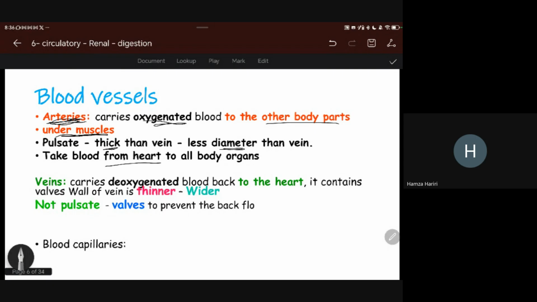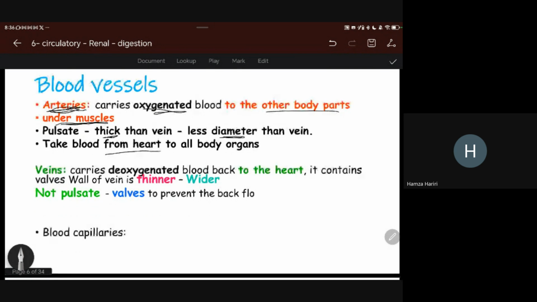Once again, they carry oxygenated blood away from the heart to the body or to the organs or cells. Okay, and they have thick walls, and the diameter inside the artery is very small, so that the blood can run at high pressure, so that it can reach the cells very well. Okay, and you'll find them under muscles, so that they are protected.